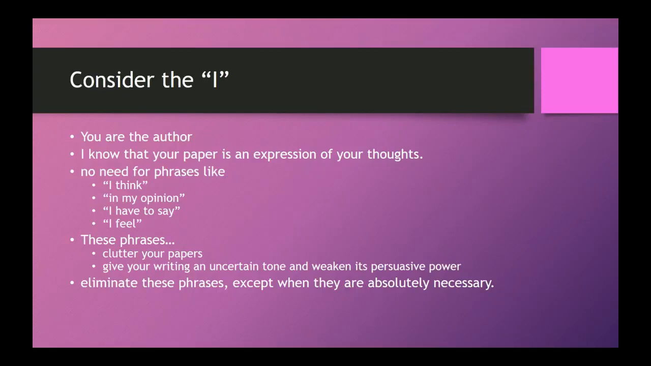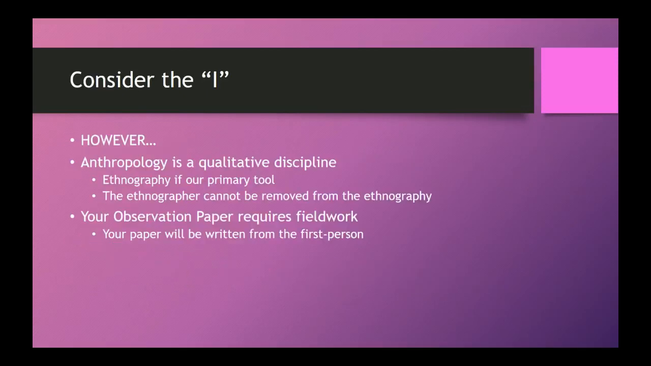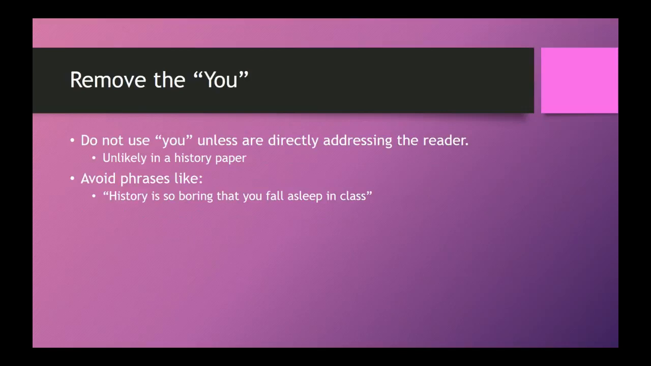And if you have stuff in your paper that doesn't add to the overall theme of the paper, then it needs to be deleted. So when you interject yourself into an anthropology paper, it is in relation to your observations and to the ways that you're applying the theory that we were going to talk about. We are, like I said, a qualitative discipline. Ethnography is our primary tool. You cannot be removed from the ethnography. So if you're doing an observation paper, it requires field work. I expect that paper to be written from the standpoint of the first person.